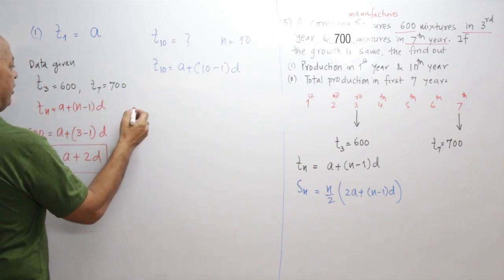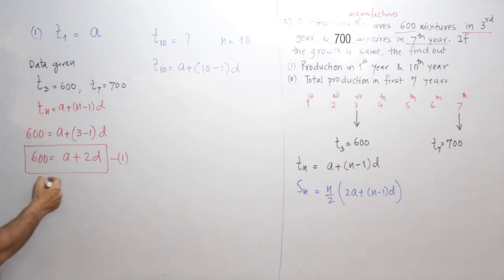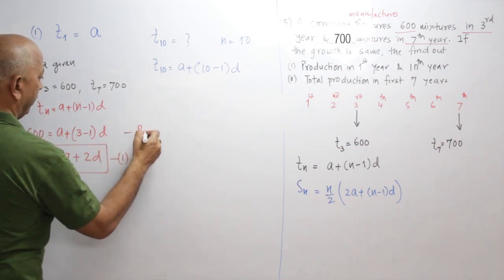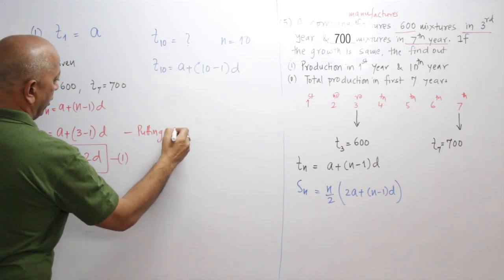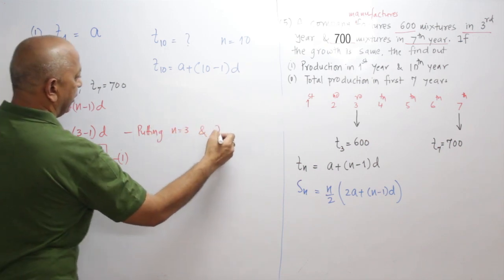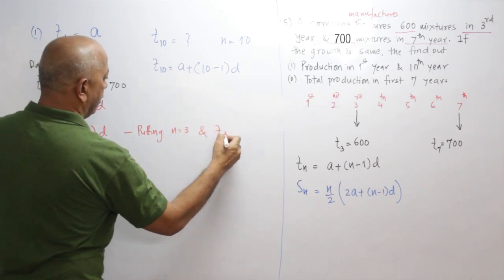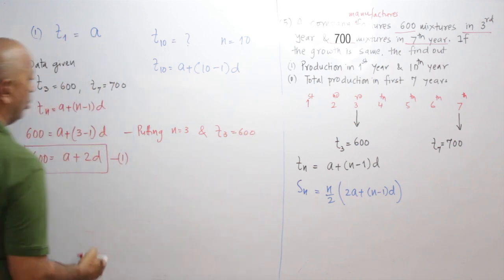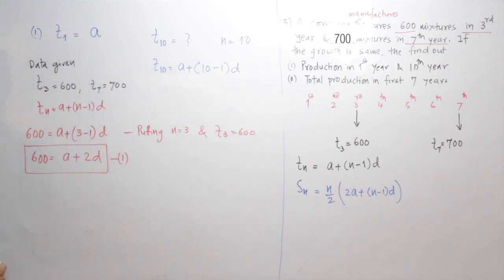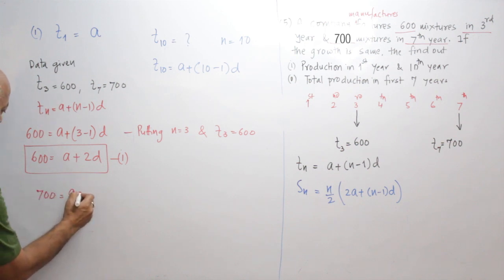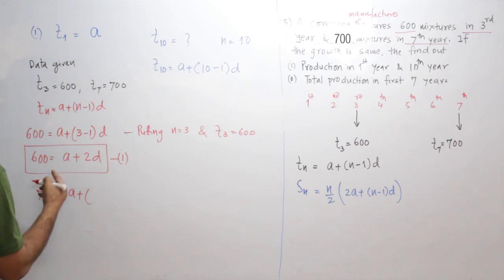Secondly, T7 is given. So I can put it in. So similarly, we'll get Tn is 700, A is the same, plus n is how much?